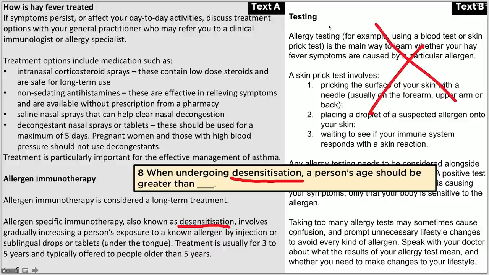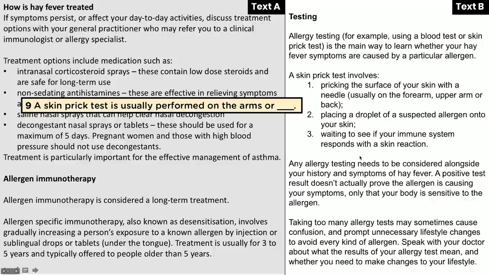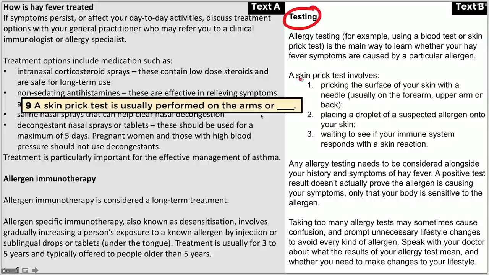Number 9, a skin prick test is usually performed on the arms or what? So we know we're looking in text B because it's all about testing. And here's the bit about a skin prick test. So now we can read the little method here, step 1, 2, and 3. Where is it performed? I'll point you in the right direction. You need to take one word from here.